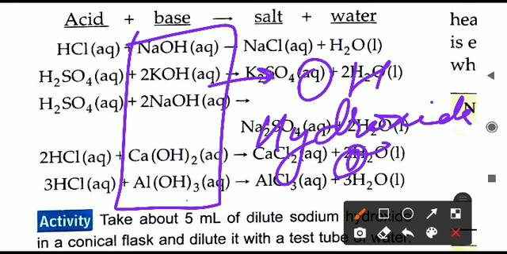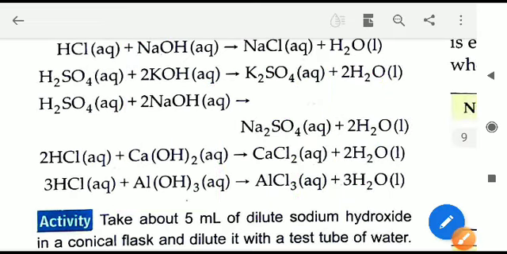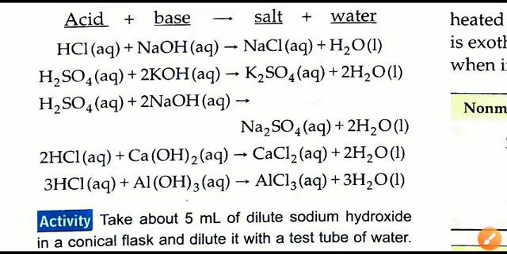Or the other option is oxide. If only O is written at the end, then also it is a base, an oxide or hydroxide. These are bases. So here you can see what is happening. This is also a double displacement only.